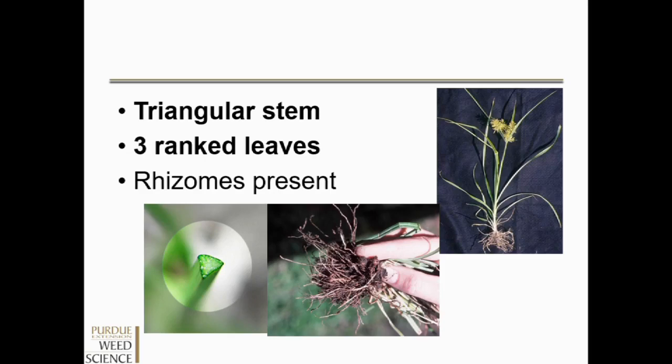Okay. This one is a perennial. It reproduces by seed and by underground nutlets. Triangular shaped stem. It has rhizomes. Very commonly found in wet areas, can be found in both lawns and in agronomic fields and pastures. So we'll give you about 10 seconds on this one. And this one is yellow nutsedge.